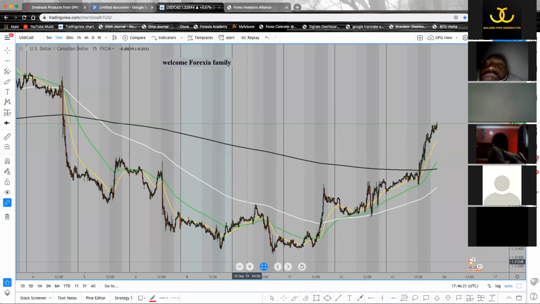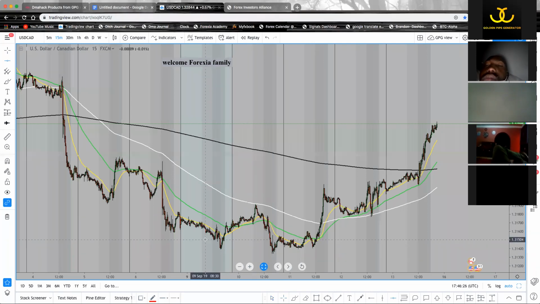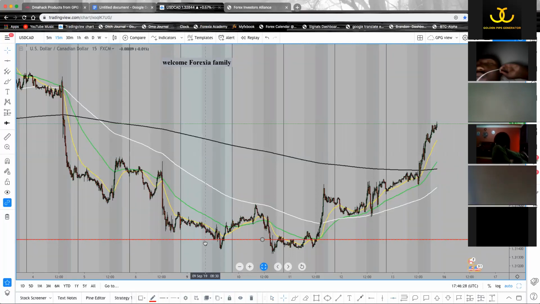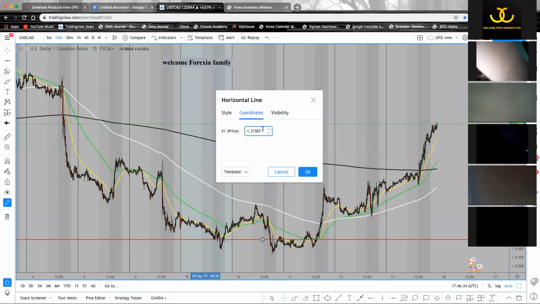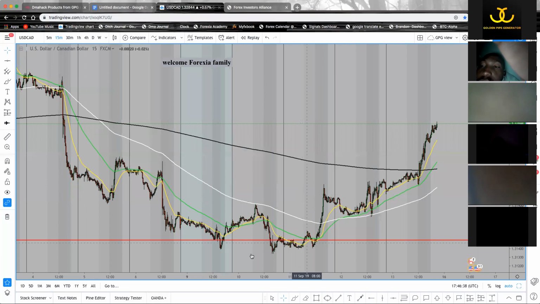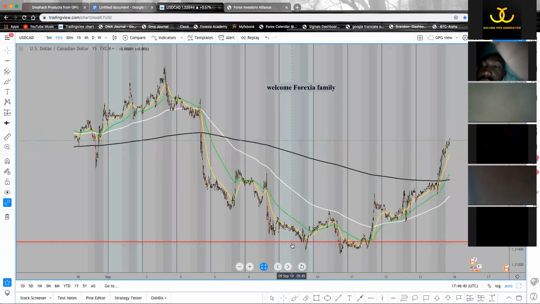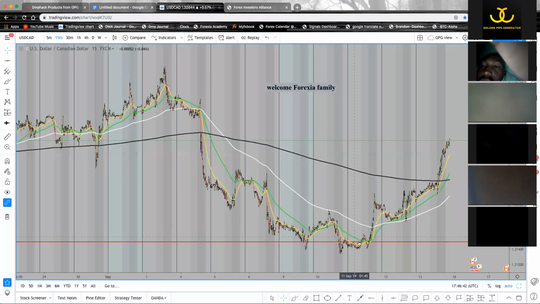So right now I'm going to show you. This is 1.31500, but it's 507, let me make it 500. Yeah. So this is the nearest key level where the trap was happening. The market completely reversed off this area.